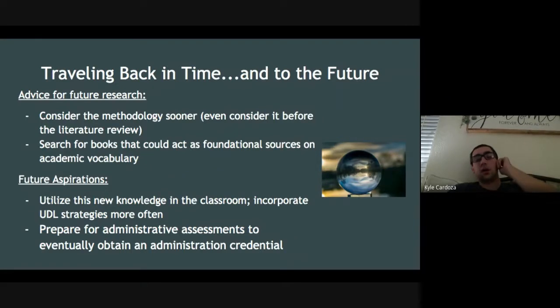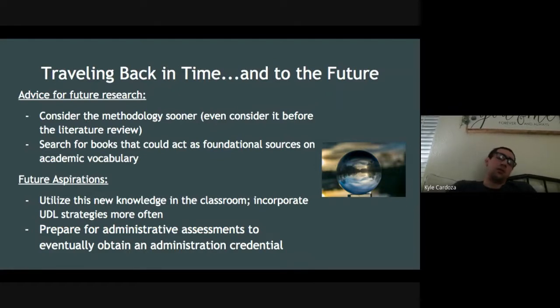And I know that I didn't really consider it before the literature review. And so maybe in the future, I can at least think about it or jot down some important points that I want to consider before really diving into the previous research.